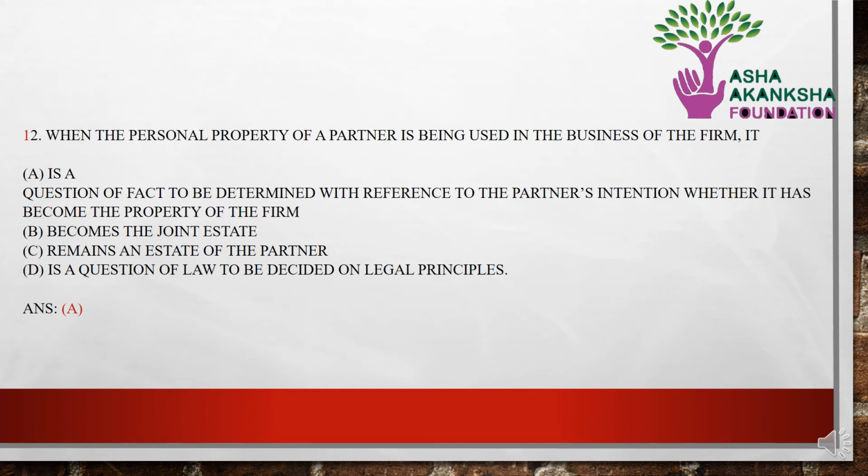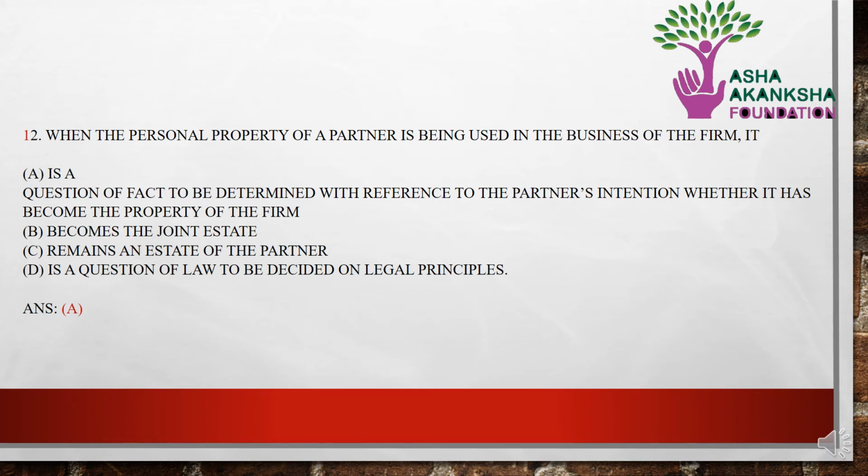The next question is, when the personal property of a partner is being used in the business of the firm, it becomes which of the following? Options are A, it is a question of fact to be determined with reference to the partner's intention whether it has become the property of a firm. B, the property becomes the joint estate. C, the property remains the estate of the partner. Or D, it is a question of law to be decided on legal principles. The correct answer to this question is option A, that is, when a personal property of a partner is being used in the business of a firm, it is a question of fact to be determined with reference to the partner's intention whether it has become the property of a firm or not.